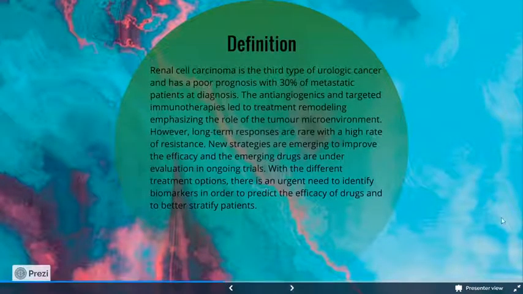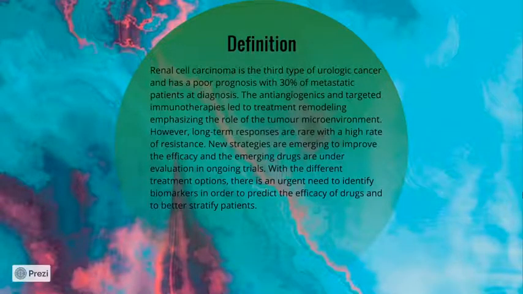Definition: renal cell carcinoma is the third type of urologic cancer and has a poor prognosis, with 30% of patients metastatic after diagnosis. Angiogenic and targeted immunotherapies led to treatment remodeling, emphasizing the role of the tumor microenvironment. However, long-term responses are rare with a high rate of resistance. New strategies are emerging to improve efficacy, and emerging drugs are under evaluation in ongoing trials. With the different treatment options, there is an urgent need to identify biomarkers in order to predict the efficacy of drugs and the better strategy for patients.